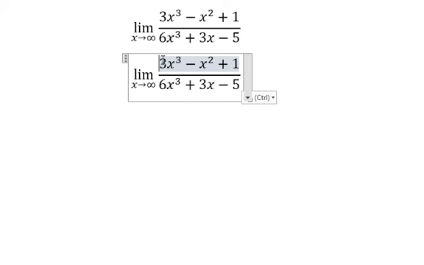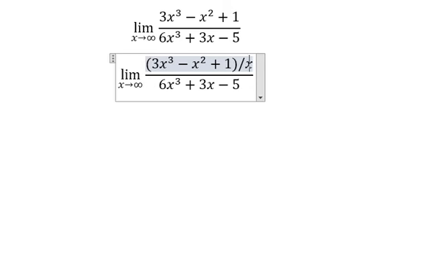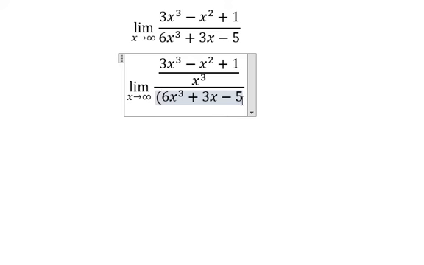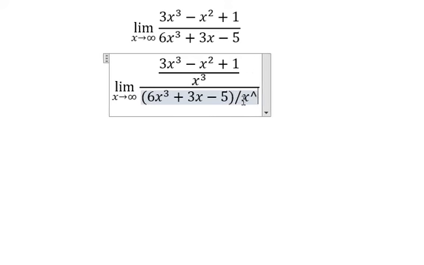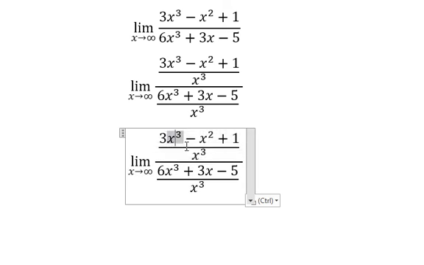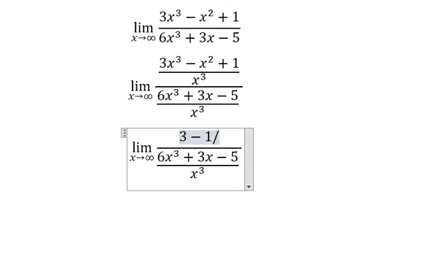We divide by s to the power of 3 on numerator and denominator. So we will have like this: s to the power of 3 divided by s to the power of 3, we have number 1. S squared divided by this one, we have 1 over s. And similar for the next one.